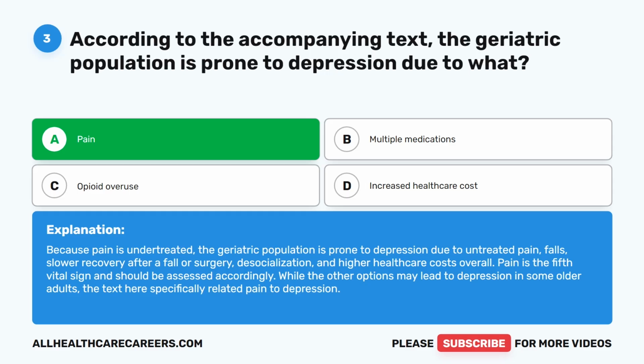Pain is the fifth vital sign and should be assessed accordingly. While the other options may lead to depression in some older adults, the text here specifically related pain to depression.